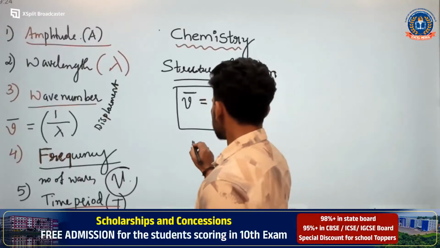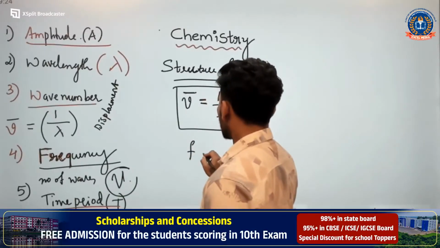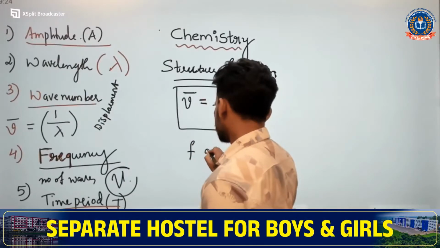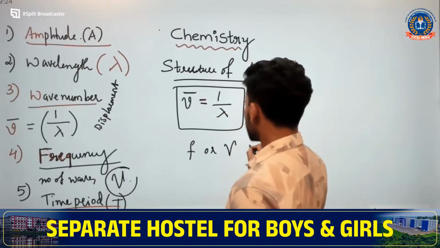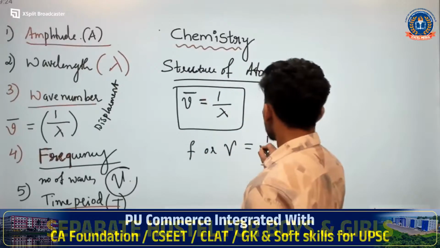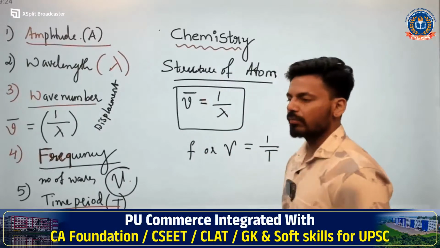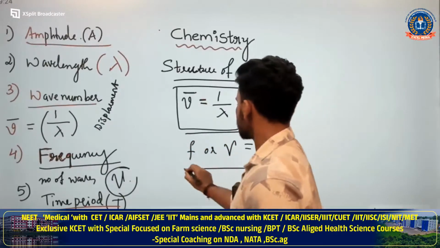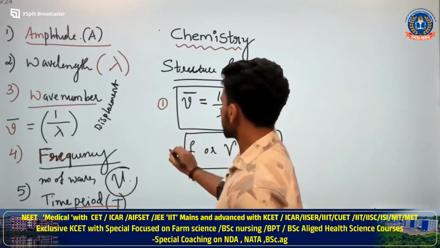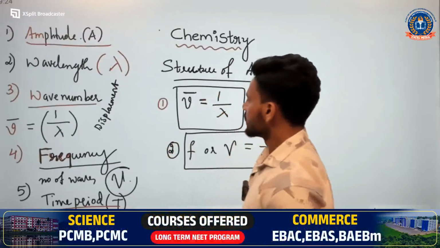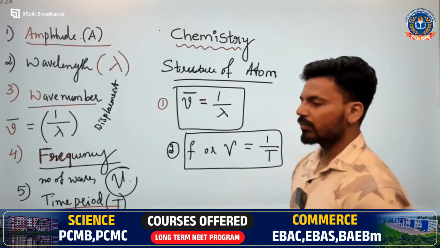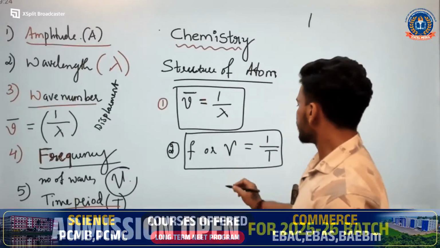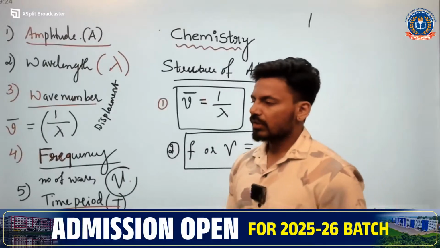So frequency, if you write f, write f, or if you write nu, you can also write it like this. It is equal to 1 by t. 1 by t. Okay, this is the second relation. So this is the first one, this is the second one. 1 by t, time period, and this one nu bar inverse.